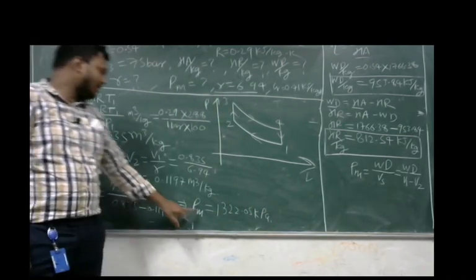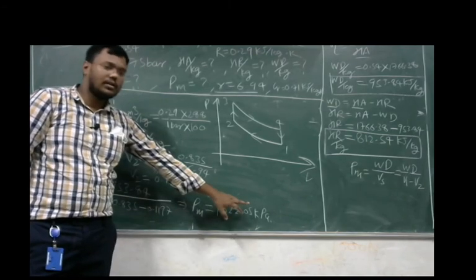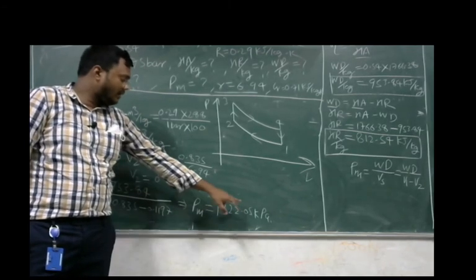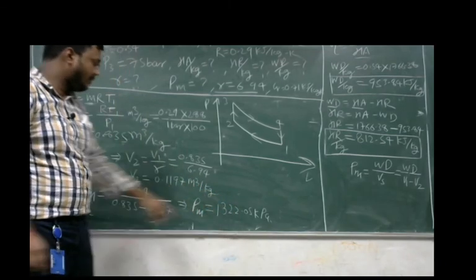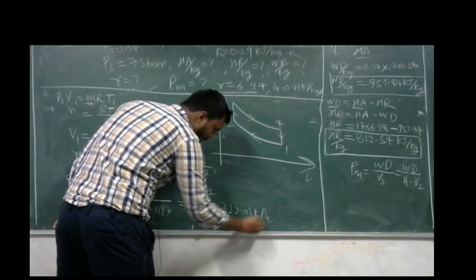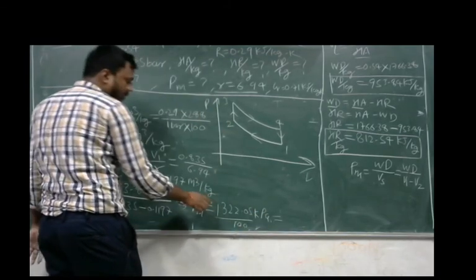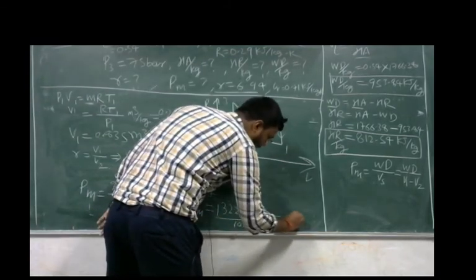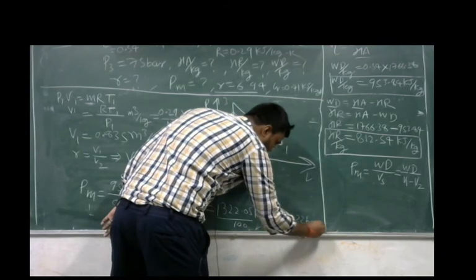So this value comes in kilopascal. But you can convert it into bar also, because if you divide by 100, then you get the value in bar. So it will come equal to 13.22 bar.